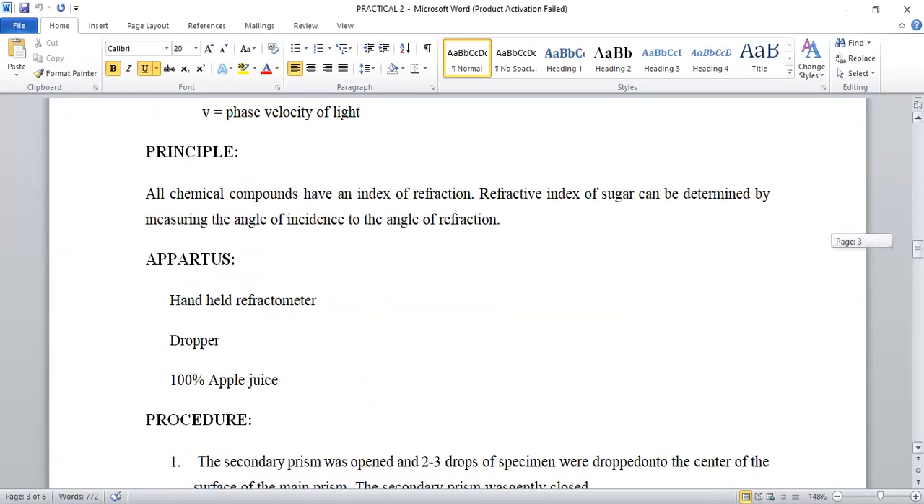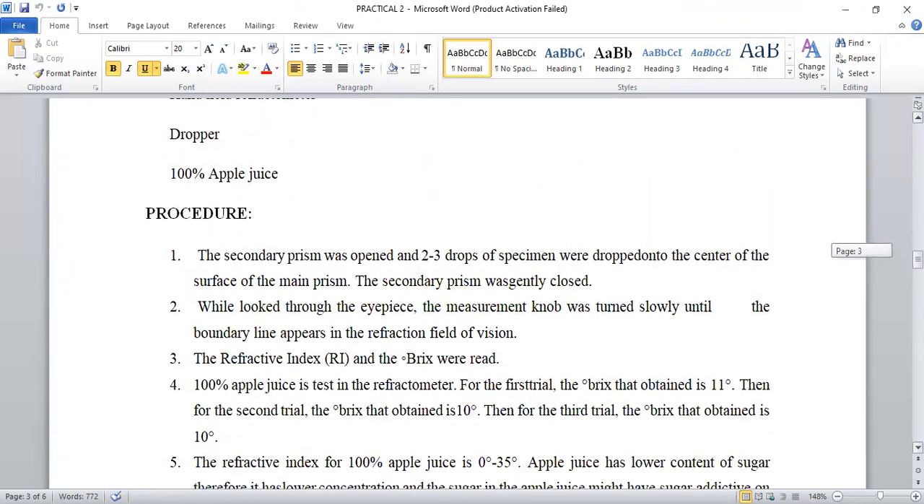Now we will see the apparatus that we are going to use in this experiment. The apparatus is very simple: a hand-held refractometer, a dropper, and a 100% apple juice sample. So let's see the procedure. Firstly, the secondary prism of the refractometer will be opened and 2 to 3 drops of the specimen are dropped onto the center of the surface of the main prism. The secondary prism is then gently closed.